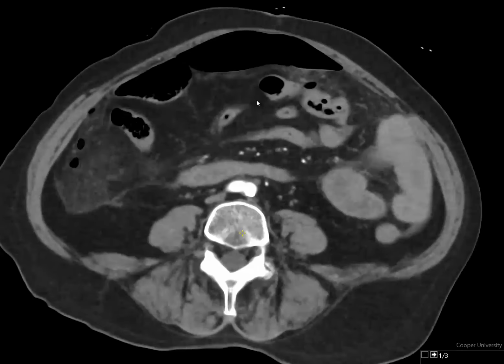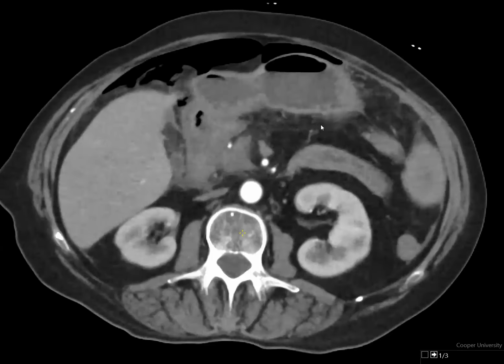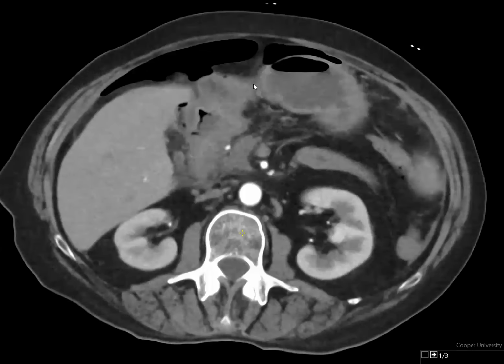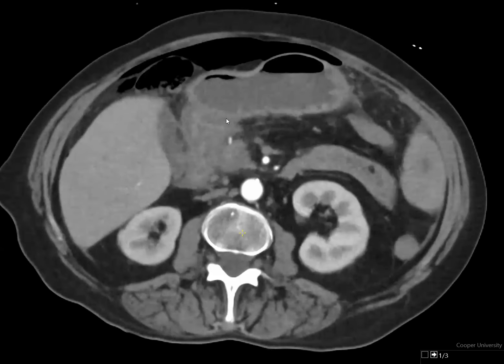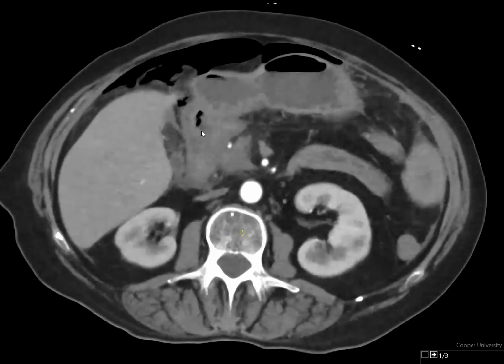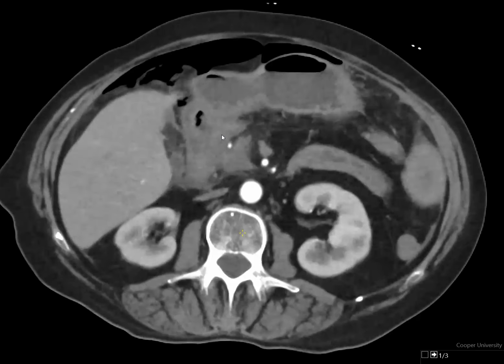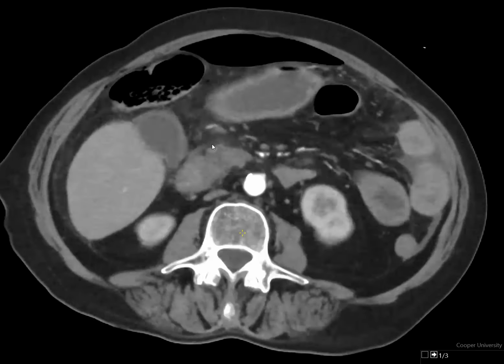Where is this free air coming from? We look at the bowel, and the stomach goes here, this is distended, and down here you can see there is wall thickening of the distal stomach, and this is the part of the pylorus that is thickened, and then there is this mesenteric haziness in this area. So that clues you in to the area of probable abnormality.